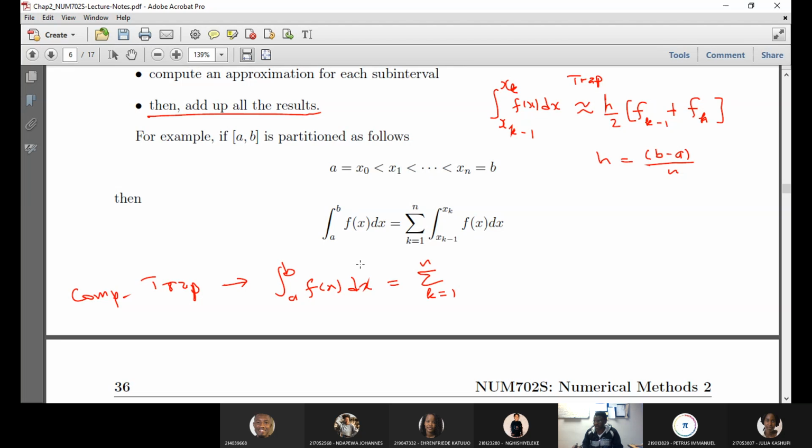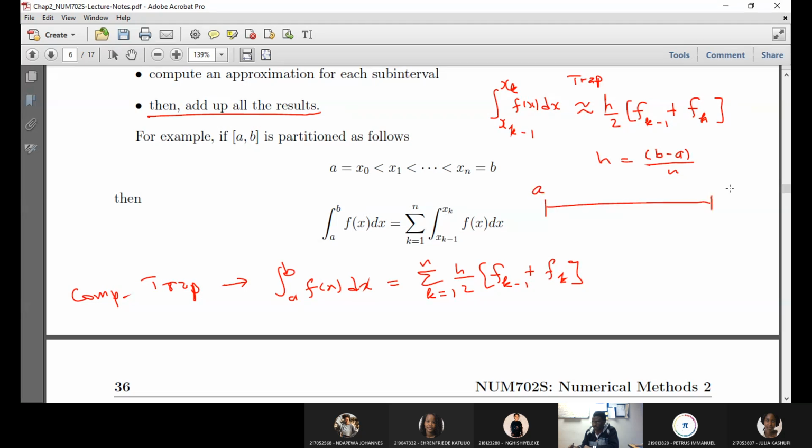So we are going to add up what? This integral, which is given by h by 2 times f sub k minus 1 plus f sub k. Okay, but now what is that equal to? Because remember, if I take a partition like this, this is A, this is B, let me take this inner point.